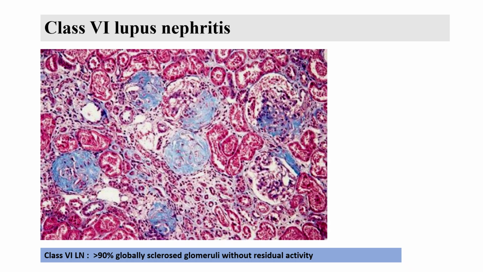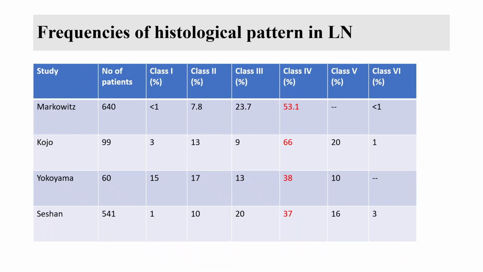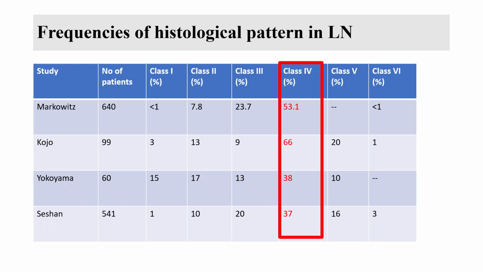This is class 6 lupus nephritis. There is more than 90% globally sclerosed glomeruli without residual activity. And this is the frequency of the histologic patterns in lupus nephritis. Thank you.